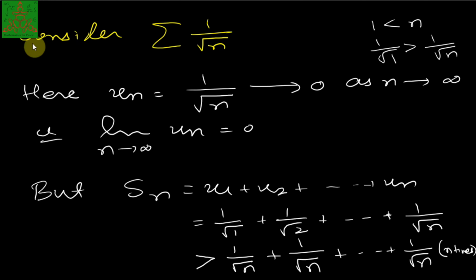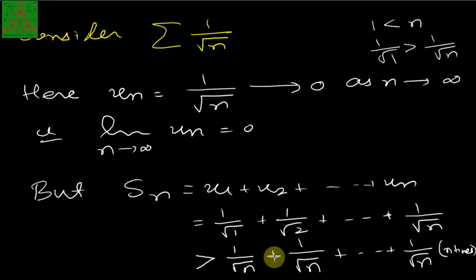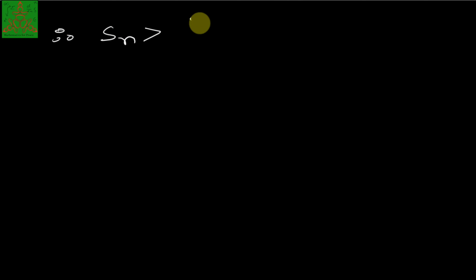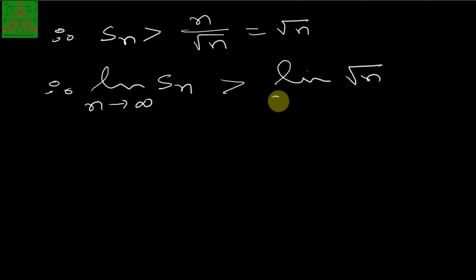So from this we can observe that Sn is greater than 1 upon square root of n added n times. That will be n upon square root of n, and this is square root of n. So if I take the limit of Sn as n tends to infinity, it is greater than the limit of square root of n as n tends to infinity. But this gives me infinity, because the square root of n is tending to infinity as n tends to infinity.